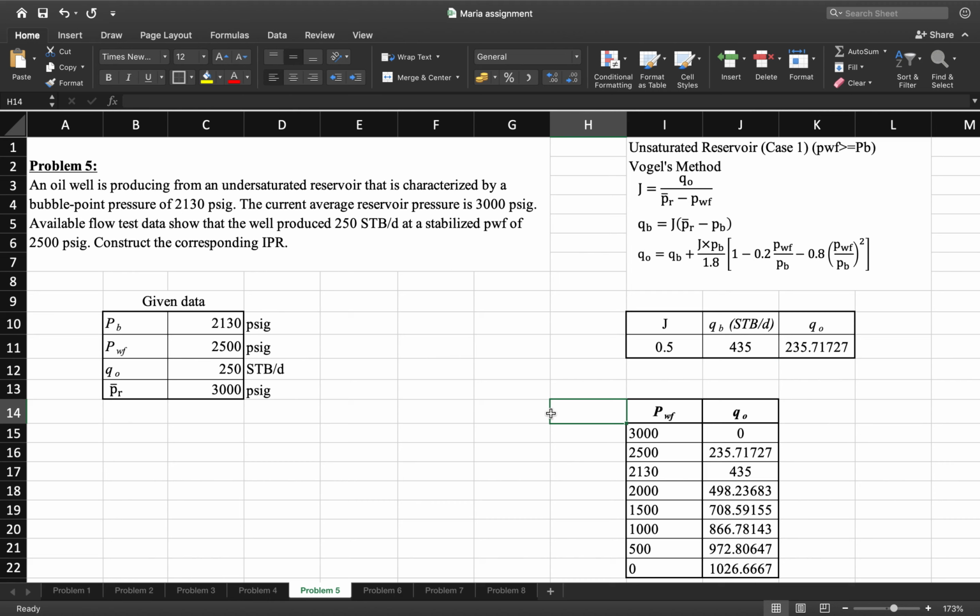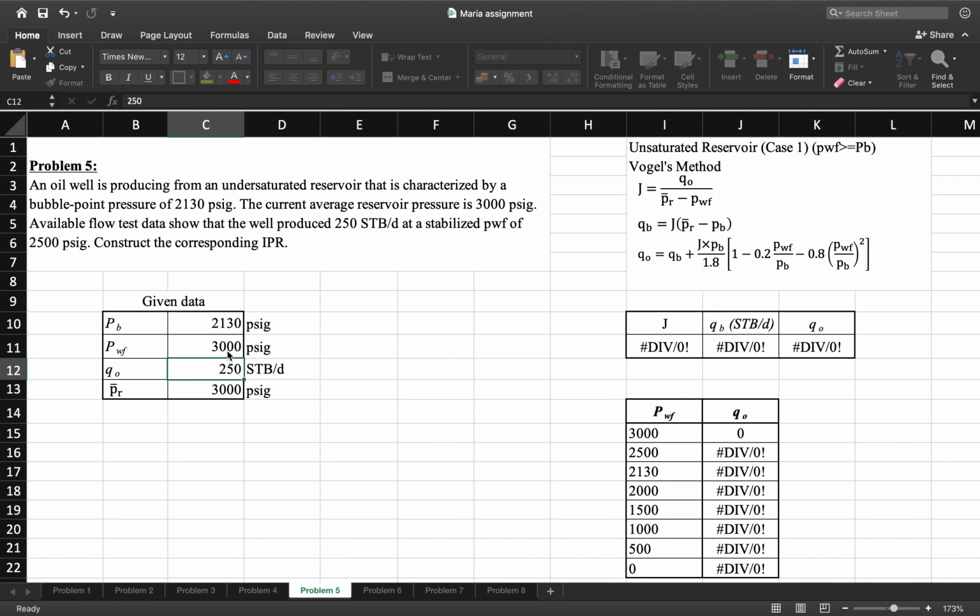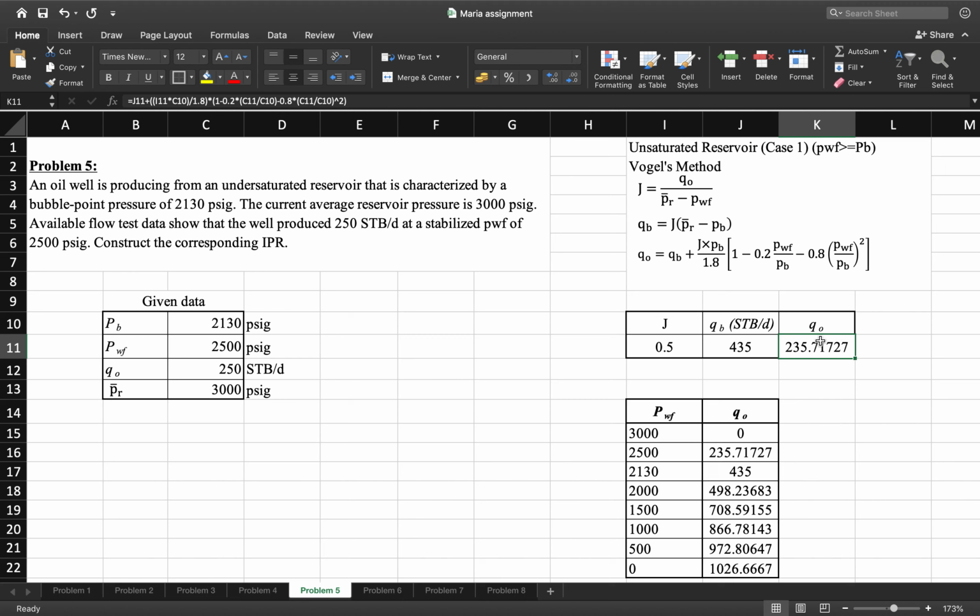And we make a survey from 3000 to 0 here. At 3000 here, the Q0 will be 0, it's nothing. When it is divided to 2000 and 1500, it will be this one. So I will have the flow rate Q0 here, this one.